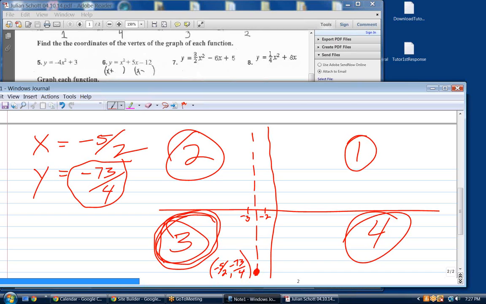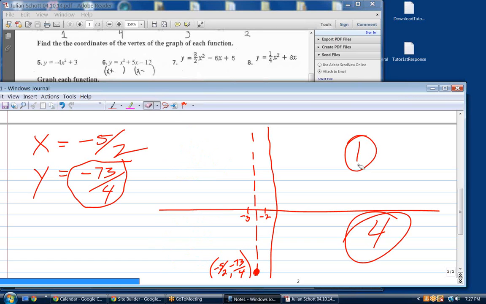Now, graphing it. Now, let me show you a little easier way to graph it. Last time we graphed it, I found the x-intercepts, right? That's going to be hard to do on this. The problem is that quadratic does not factor. And if I want to find the x-intercepts, I'm going to have to use the quadratic formula. That's going to give me a lot more math and a lot more chance to make a mistake.